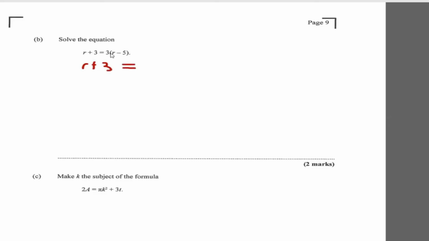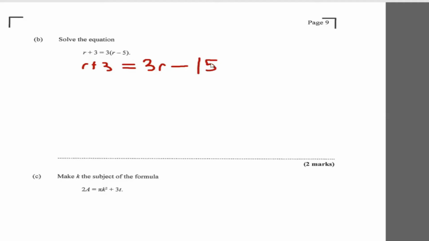The first thing is, anytime you see a bracket, bracket means multiplying. So we're multiplying r minus 5 times 3. Expand the bracket to get 3r minus 3 times minus 5. 3 times minus 5, that's minus 15. So r plus 3 is equal to 3r minus 15.